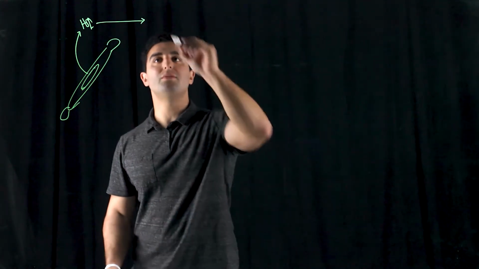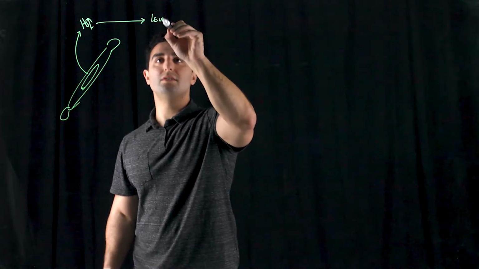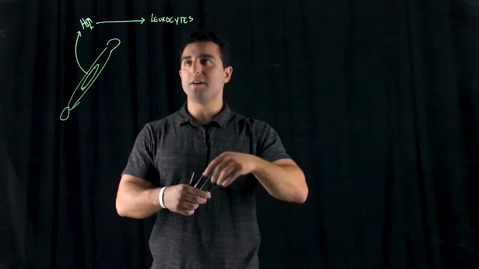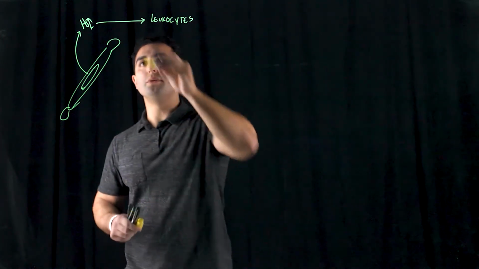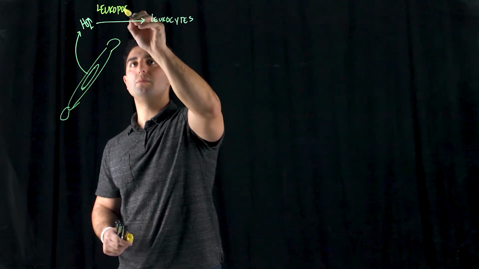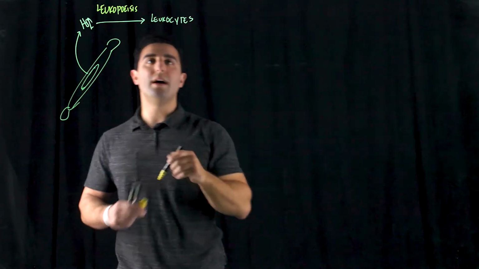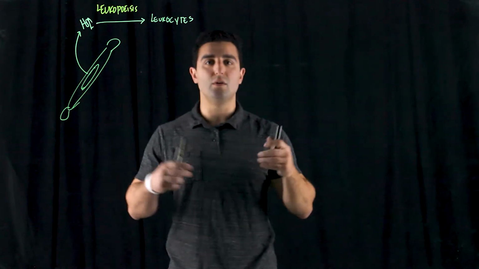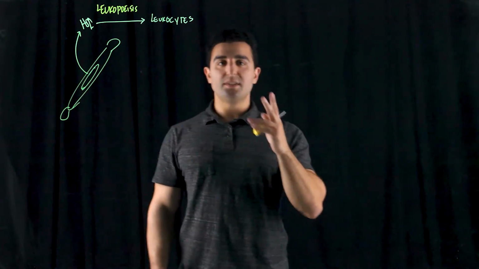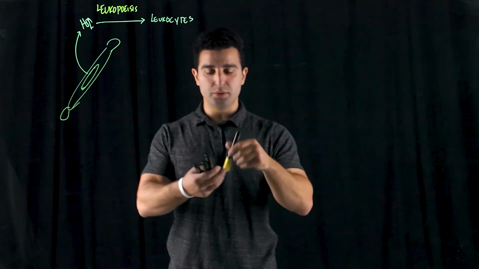So hematopoietic stem cells give rise to leukocytes. Leukocytes are white blood cells, through a process called leukopoiesis. Leukopoiesis means the birth of leukocytes. There are two specific types of leukocytes.